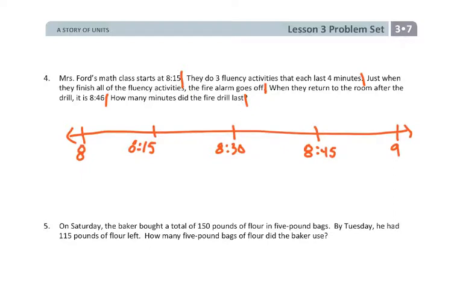Now, we have to figure out what time the fire alarm went off. So, they start at 8:15. So we're starting right here. They do 3 fluency activities that each last 4 minutes. So, 3 times 4 equals 12, which means that those fluency activities equal 12 minutes.